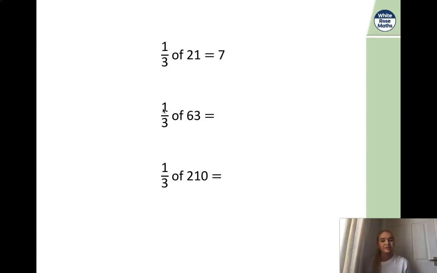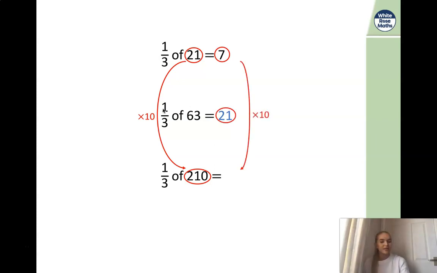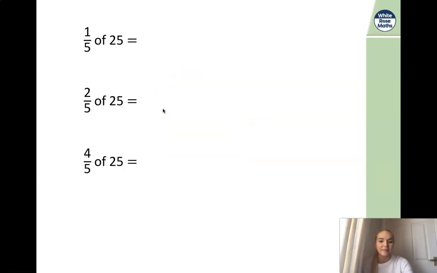Have a go. Okay, so if you know that our fractions are staying the same, we can work out the relationship between 21 and 63. We know that to get from 21 to 63, what do we have to multiply by? 3, well done. So we have to multiply 7 by 3 to get 21. Similarly here, to get from 63 to 210, we can't really do anything. So we can use 21 to get to 210 by multiplying by 10. So then 7 multiplied by 10 would give us 70.